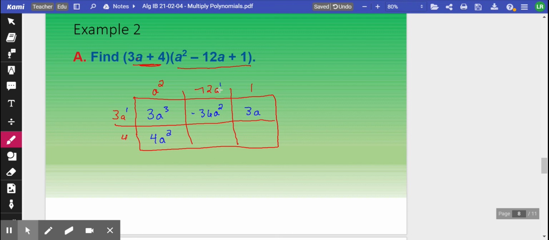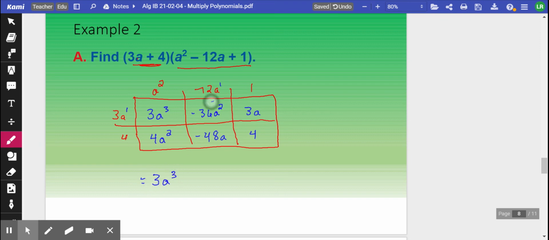4 times negative 12a is negative 48a. And 4 times 1 is 4. Add up all the like terms here. So a to the third is the biggest exponent. So I have 3a to the third.